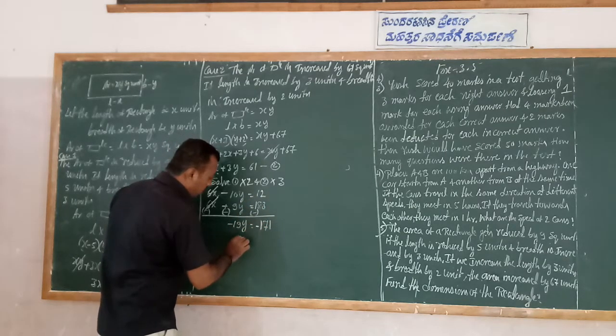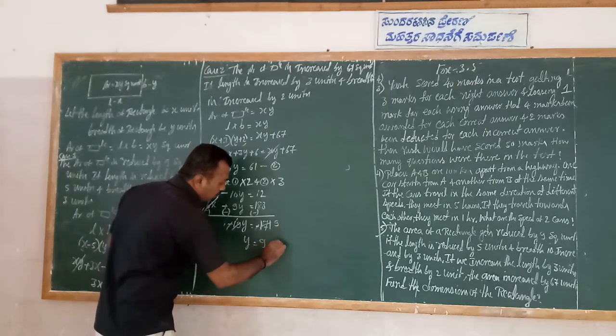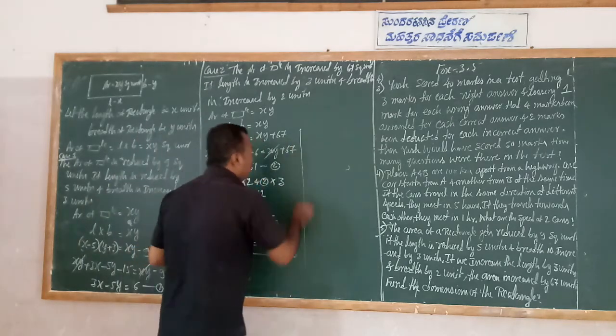Minus minus gets cancelled. 19 ones are 19, 19 nines are 171. Therefore y is equal to 9 units. This is the breadth of the rectangle. I want the length also, so from equation 1.